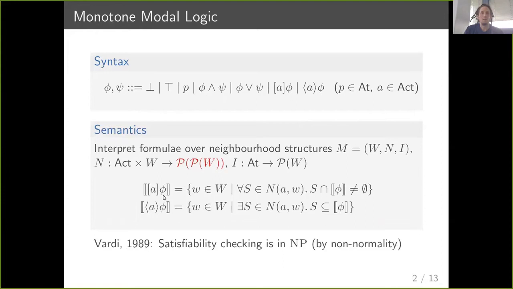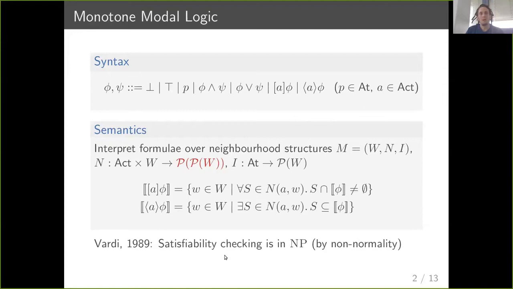Then the box operator, box A phi, is satisfied at exactly those states W for which all A successor neighborhoods intersect with the extension of the argument phi. So every successor neighborhood has to contain at least one state satisfying phi. And dually for the diamond operator, we require the existence of at least one A successor neighborhood that satisfies phi everywhere. So this neighborhood has to be contained in the extension of phi.